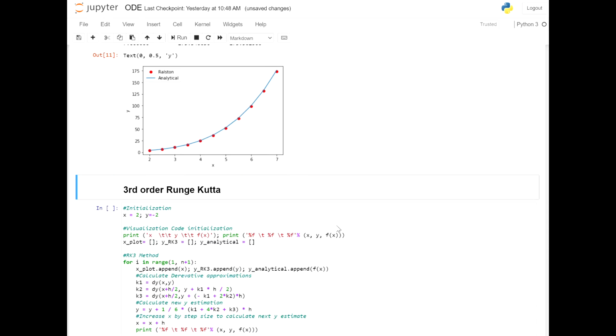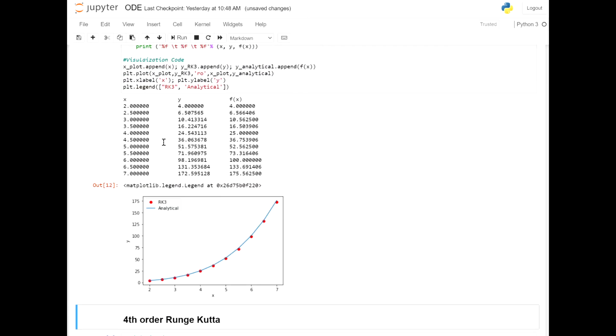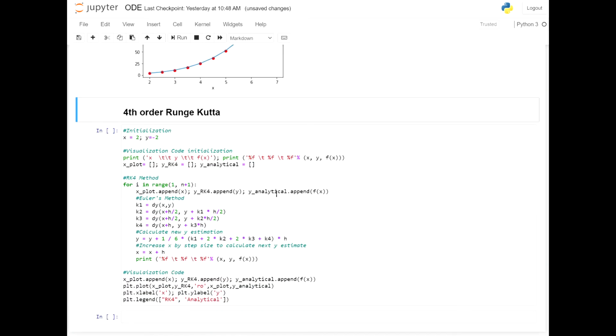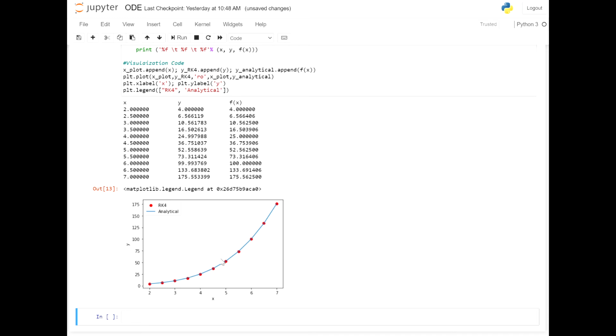So let's go through the third order. Should be a slight improvement. You can see here, and also the final, which should be the best of all of them, the fourth order. And you can see it's almost identical to the true value, and you can see this from the values here: 175.55, 175.56, 133.68, 133.69. So very close numbers, almost identical.